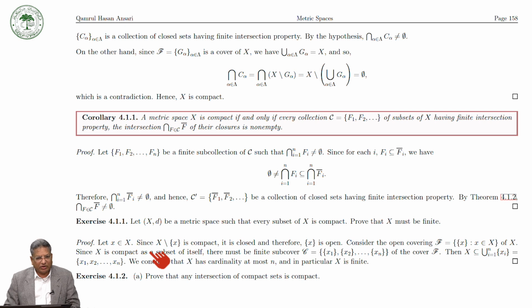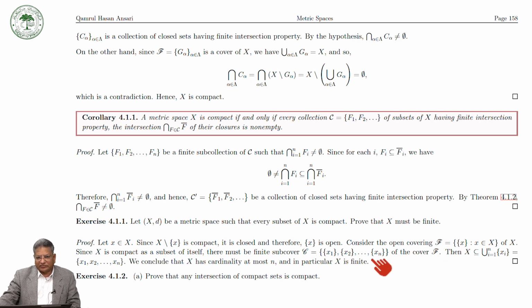What you will get? We will get the whole space. That is to say, the singleton sets form an open covering of X. And now since X is compact, there must be a finite subcover, equal to {x1}, {x2}, ..., {xn} of the cover.